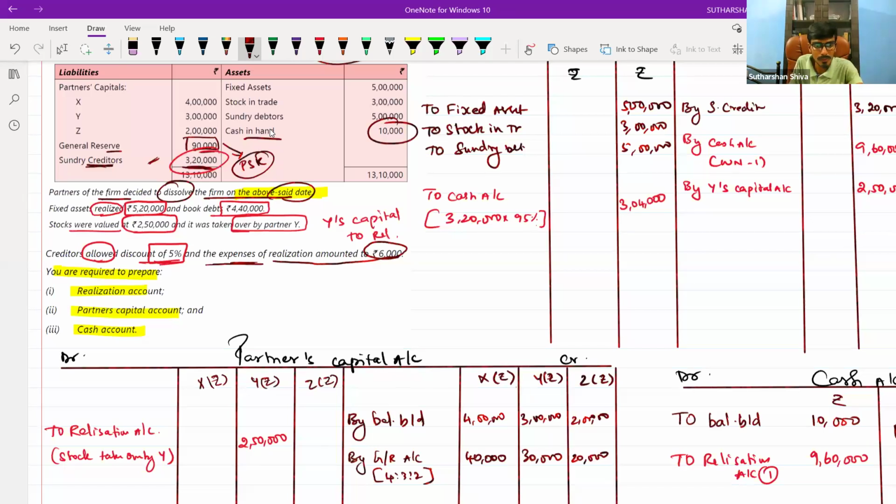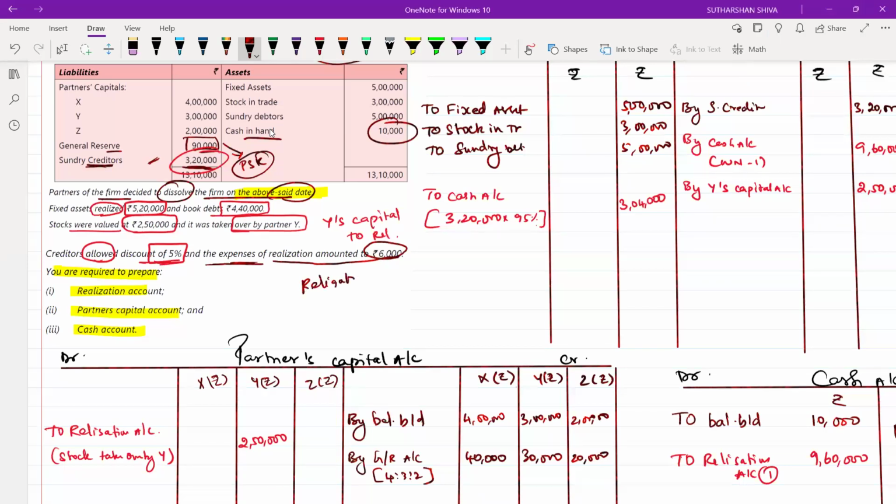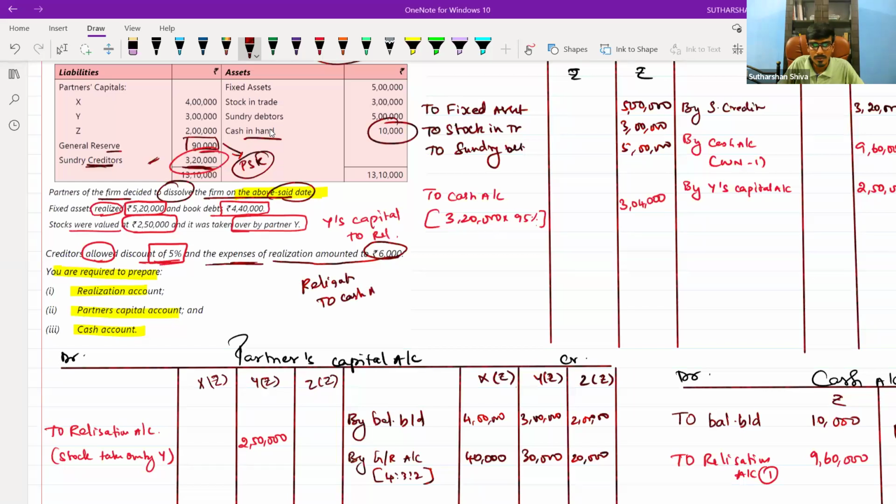What is realization expenses? The realization expenses you are paying. What is the journal entry you will pass? It will be treated as a liability. Yeah. Realization to cash. Debit to expenses will not occur. Expenses are already transferred. Here you are making realization, so it will be to cash account. It is your realization expense. How much is it? 6,000.